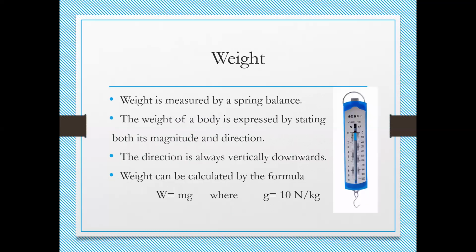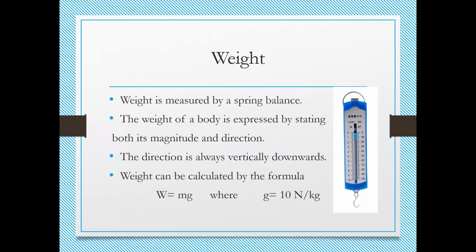Now, weight of a body is measured by using a spring balance. A diagram of a spring balance is given over here. The weight of a body is expressed by stating both its magnitude and direction. We have already seen that for expressing mass, we have only magnitude, but for weight, we have both magnitude and direction. And since the gravitational force always attracts the body downwards, the direction of weight is always vertically downward.